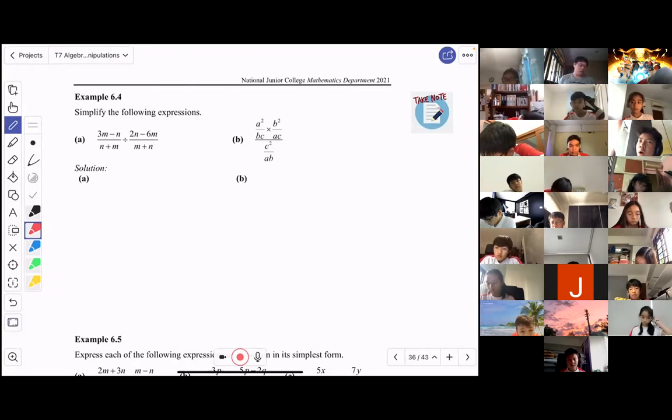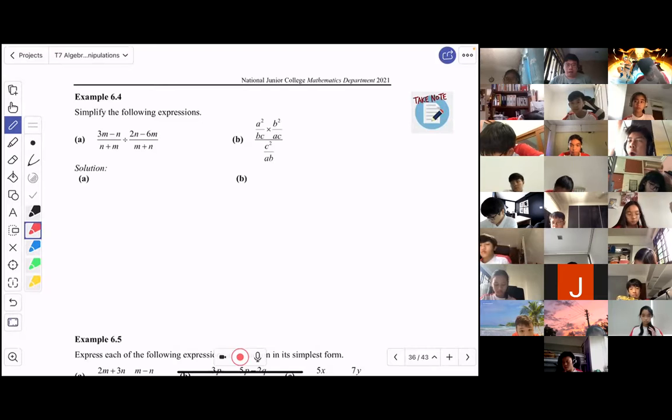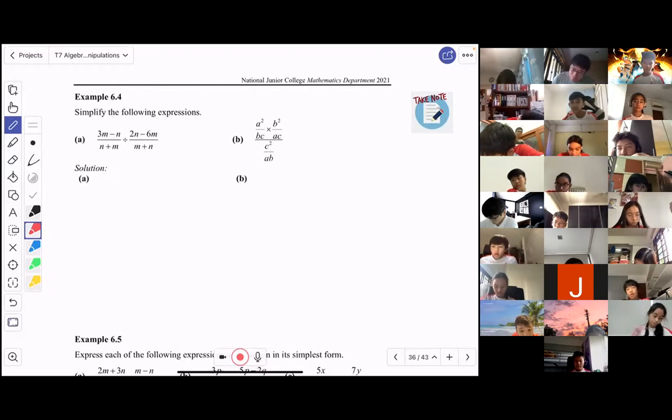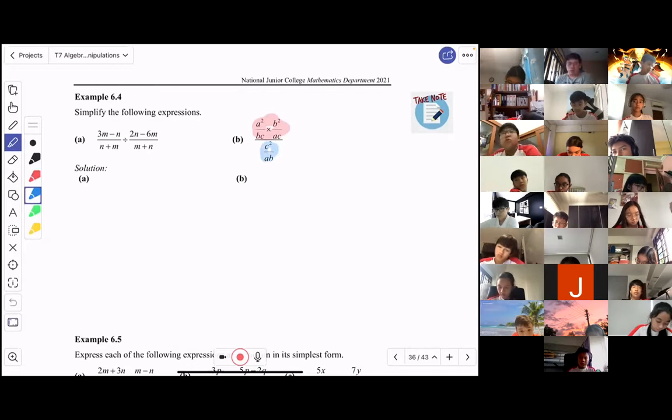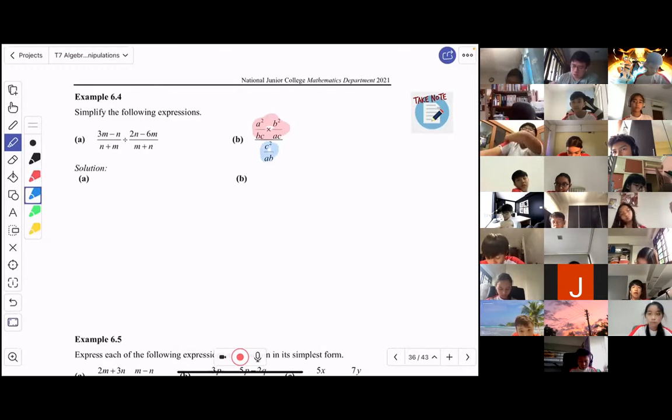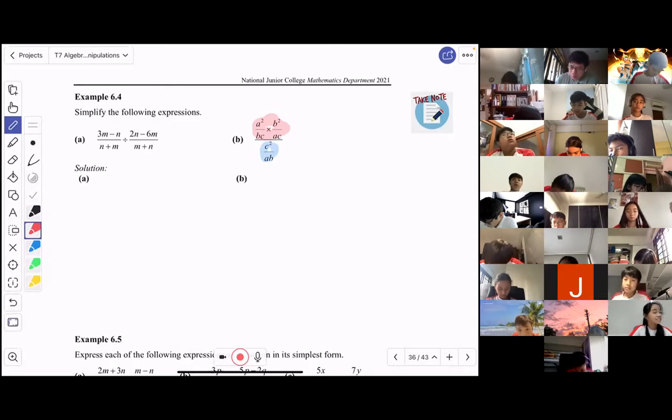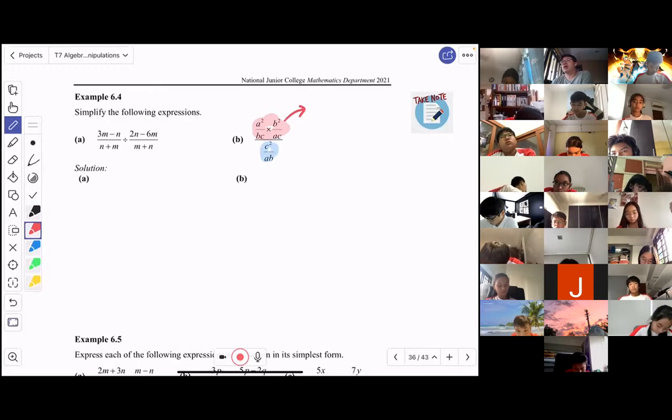6.4b. What I do is I see this as one big fraction. I do it slowly. I know it's not easy, so I feel the pain. Just look at the top first. We simplify the top first.